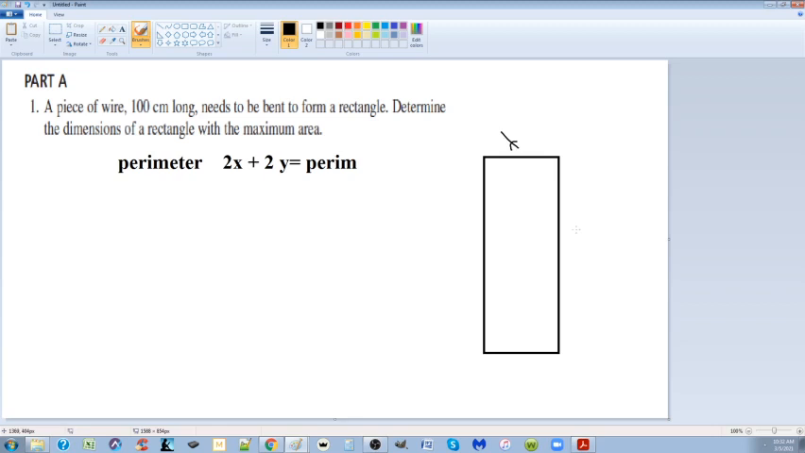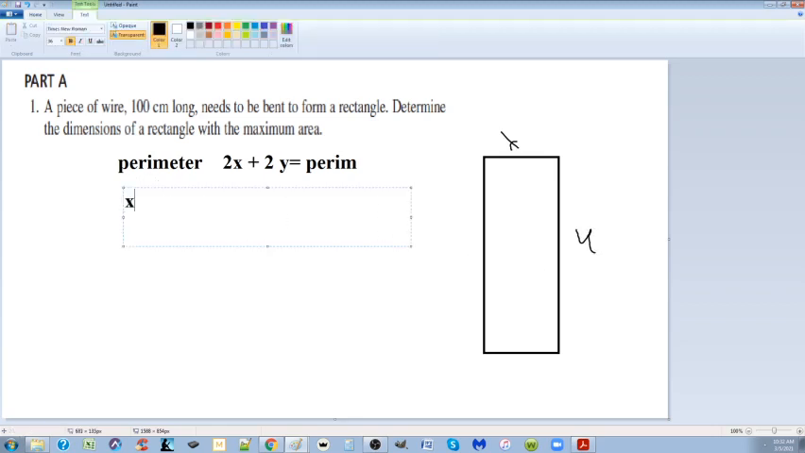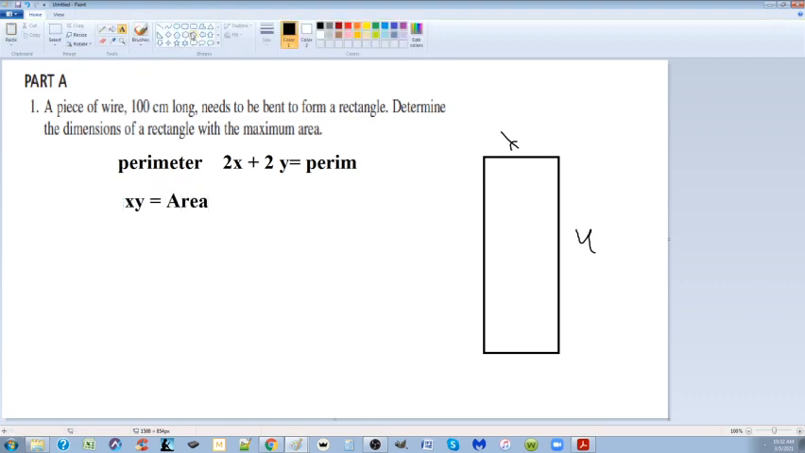There's x, there's y. But we also always know x times y is going to equal the area, which means if I have two formulas here, I can do exactly what I said before and come up with an answer. Well, fortunately I do have two formulas.